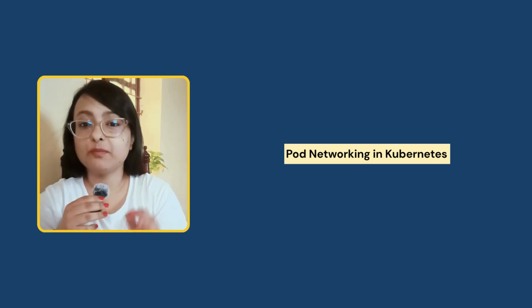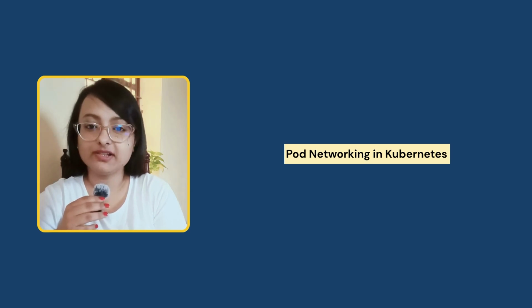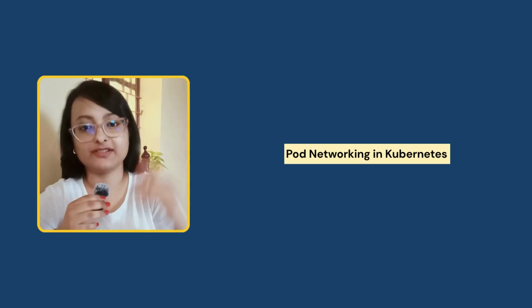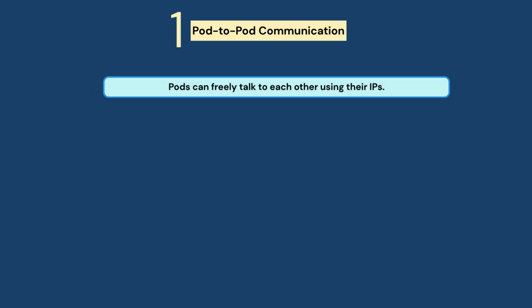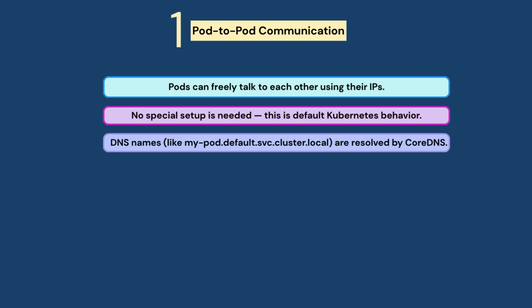Next, we will learn about pod networking in Kubernetes. Pod networking in Kubernetes refers to how pods communicate with each other, with services, and also with the external world. Number one, pod to pod communication. Pods can freely talk to each other using their IPs. No special setup is needed, and this is the default Kubernetes behavior. DNS names are resolved by CoreDNS.